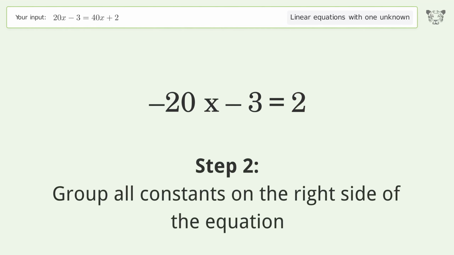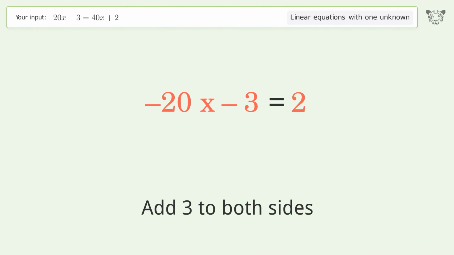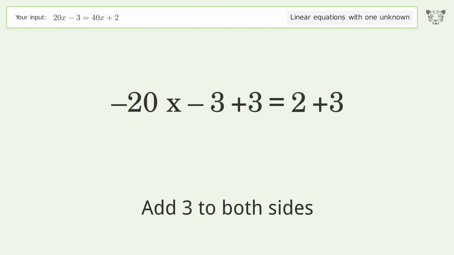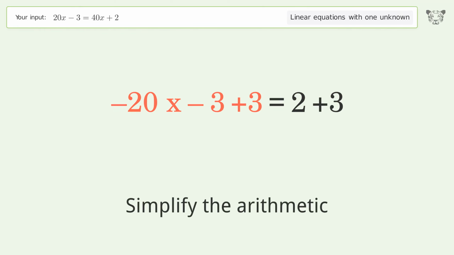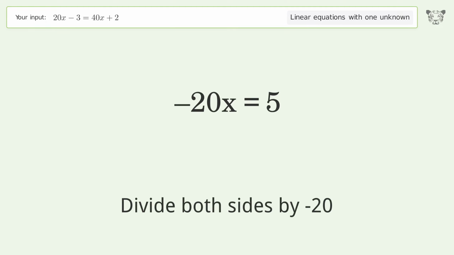Group all constants on the right side of the equation. Add 3 to both sides. Simplify the arithmetic. Isolate the x. Divide both sides by -20.